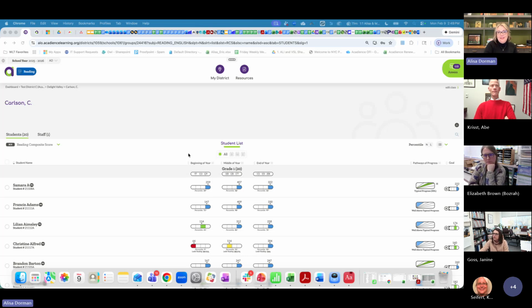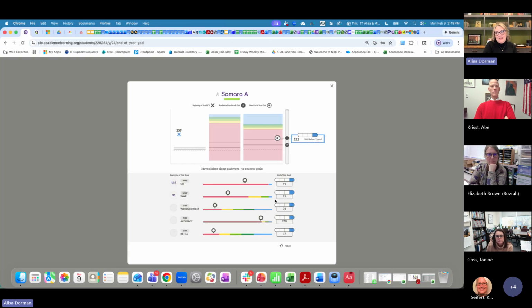I'll just say, because sometimes this is how you get to the goal setting. You click anytime you see the goal. And if you click it for that student, that's where you get to the goal setting for the individual kid that you maybe want to modify or change. I wanted to just show you how easy it is.